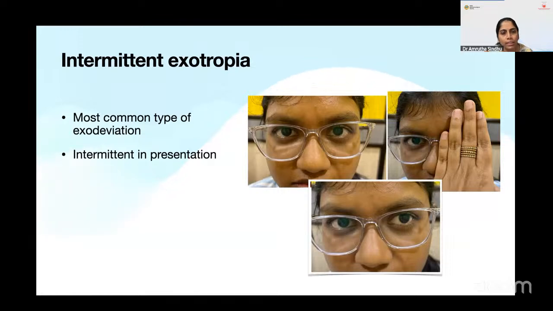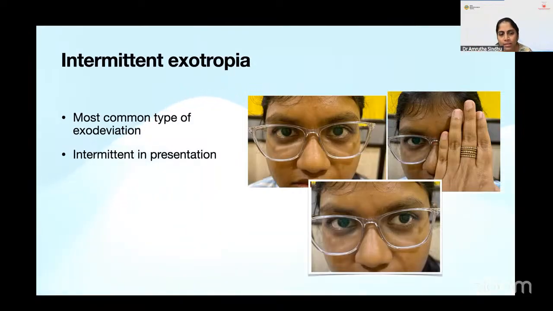So let's move to the next, the most important topic, that is the intermittent exotropia. Intermittent exotropia is the most common type of exotropia. And this is the most favorite question which is asked both in theory as well as in practical examination. So you should know in detail about the topic, the details of this intermittent exotropia.